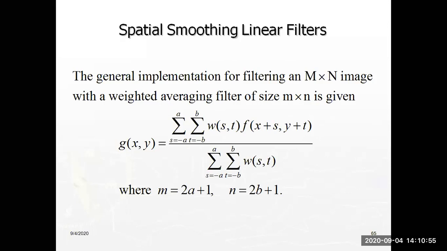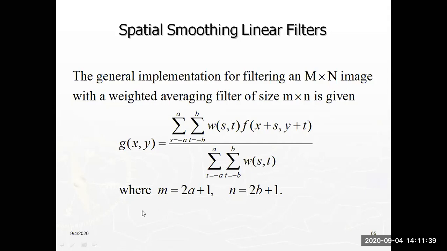Linear filters are the general implementation of filtering an M by N image with a weighted averaging filter of size m by n. Here capital M N is for the input image, the original image, and small m n is for our window. Of course, small g of x y is the output image. The formula is given by sigma s equals minus a to a, t equals minus b to b, where this is the window, this is my input image, and this is the weight. This is called the weighted mask.